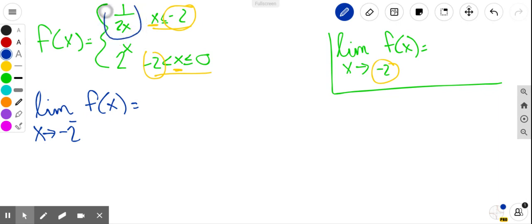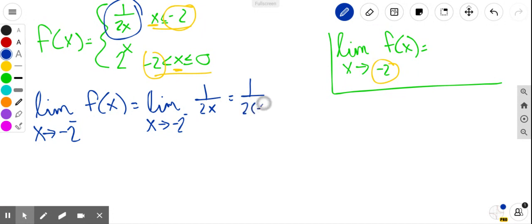And hopefully my color coding makes sense. So it's really the limit as x approaches negative 2 from the left of 1 over 2x. So we're going to try and do the direct substitution and hope that it works out. So if I do that, I have 1 over 2 times negative 2, which would be 1 over negative 4. So I get a negative 1/4 as the value of that limit from the left side, right here, which I'm circling.